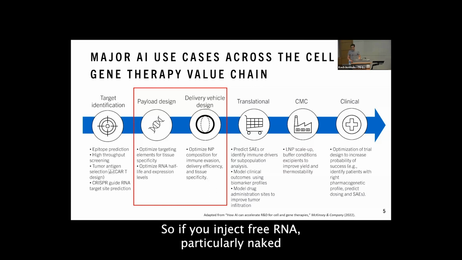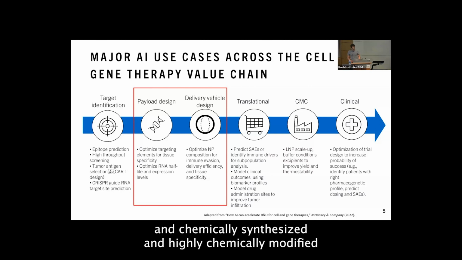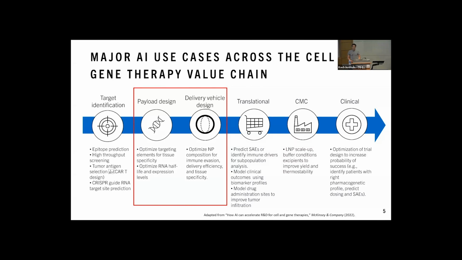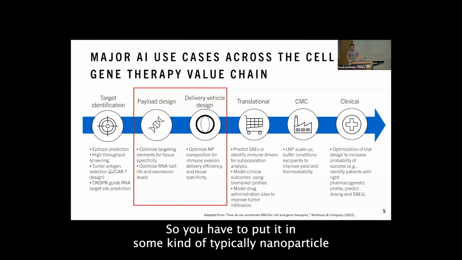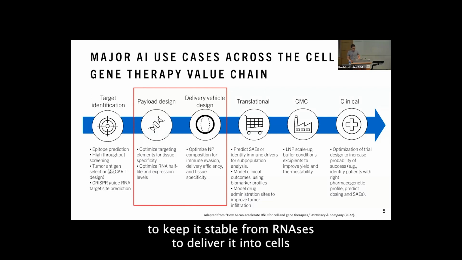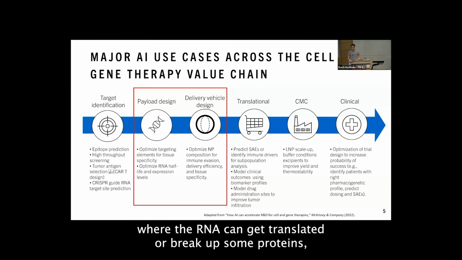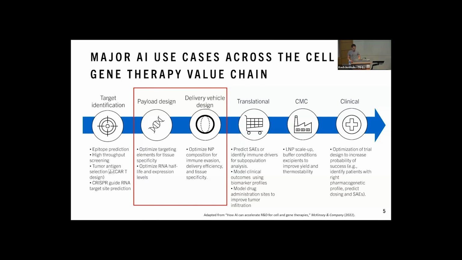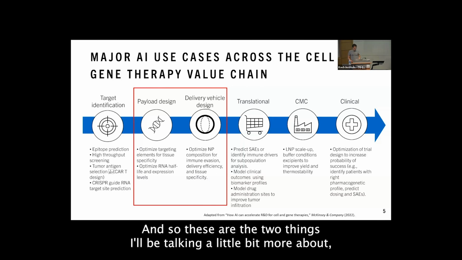So if you inject free RNA, particularly naked, not highly chemically modified RNA, into the bloodstream, it immediately gets chewed up. So you have to put it in some kind of, typically, nanoparticle to keep it stable from RNases and to deliver it into cells where the RNA can get translated or break up some protein, break up some mRNA, or whatever it is that you want it to do. And so these are the two things I'll be talking a little bit more about.